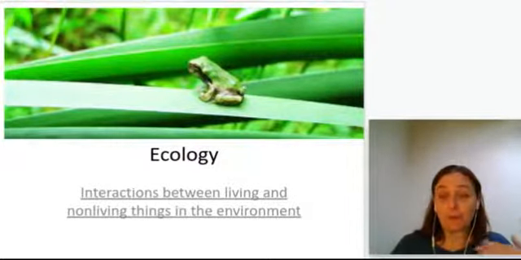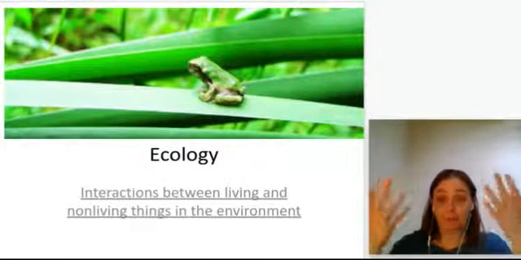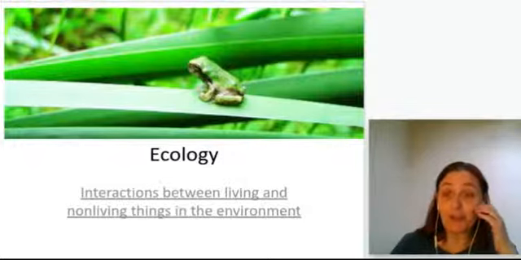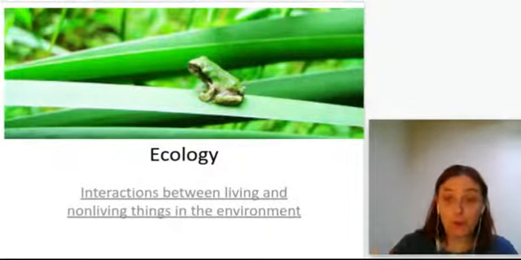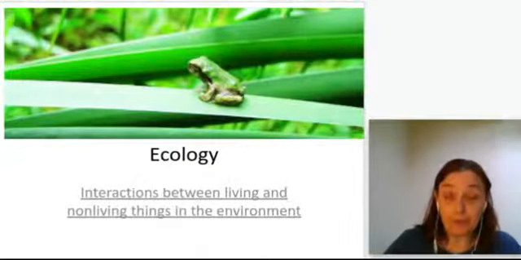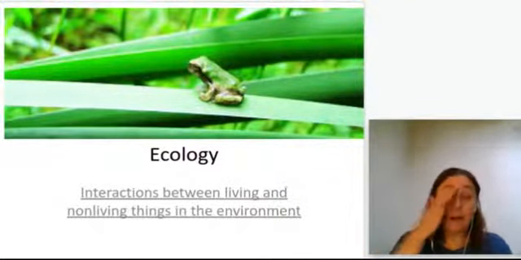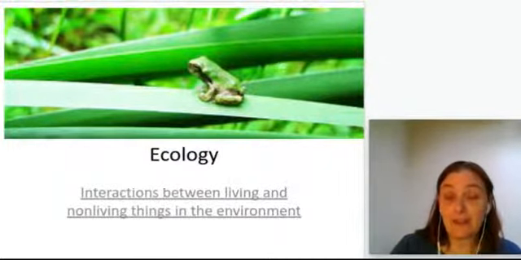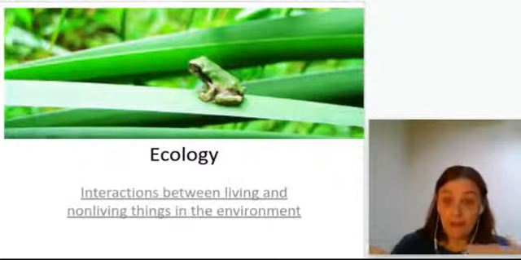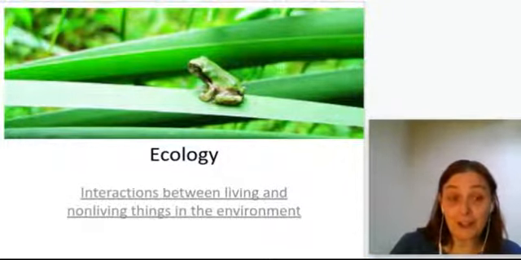We interact with other living things. We also interact with the air. We breathe in oxygen and we get rid of carbon dioxide after respiration breaks down sugar, right? We drink water. We swim in water. We build houses. We eat meat. Like we are interacting with many different living and non-living things. The way that living things interact with non-living things is called ecology.